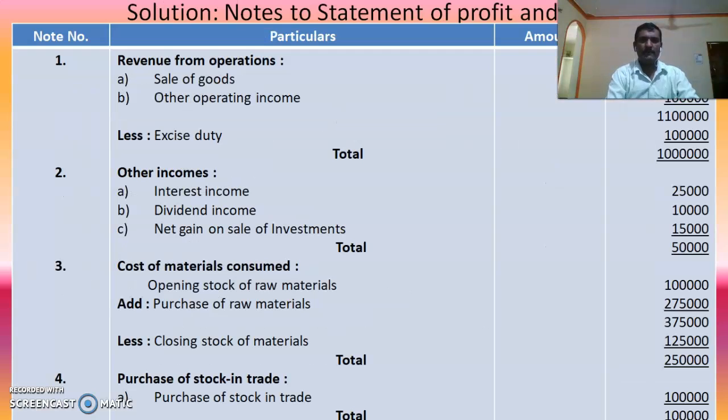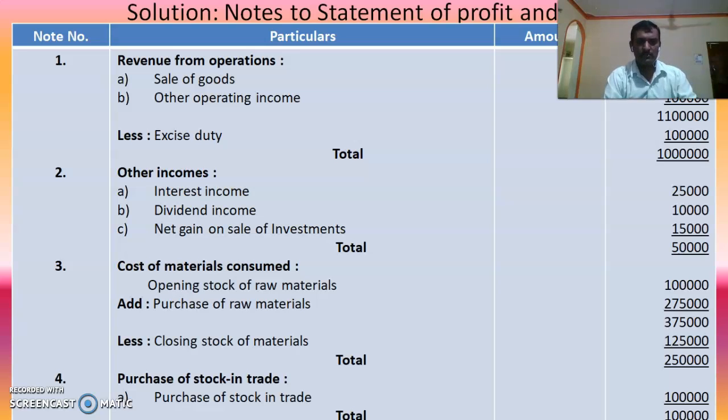First of all, we have to make a working note for the revenue from operations. There, sale of goods, other operating income and excise duties are taken. This information is just provided in the problem, and from that we have taken these figures. Likewise, for other income: interest income, dividend income, net gain on sale of investments. These items are given in the information at the left hand side, and from that we have taken this.